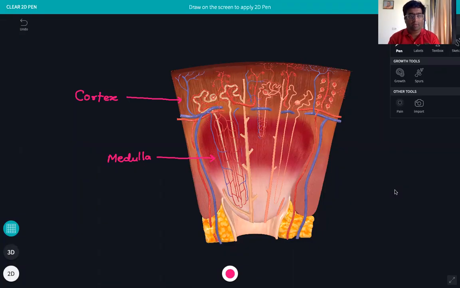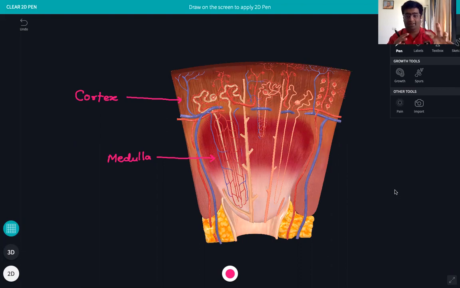Okay, young friends. So now it's time to focus on the functional unit of each kidney, which is the nephron, also known as the renal corpuscle. As far as the nephron is concerned, these are the functional units of each kidney. Each kidney, on an average, contains about 1 to 1.2 million nephrons. Yes, surprising but true.